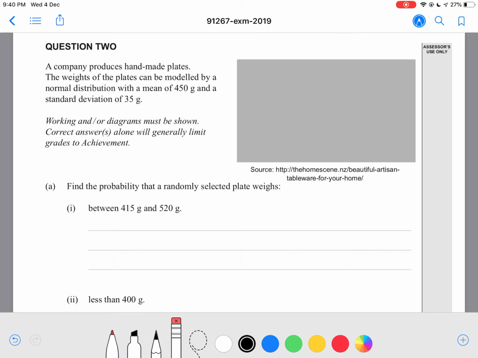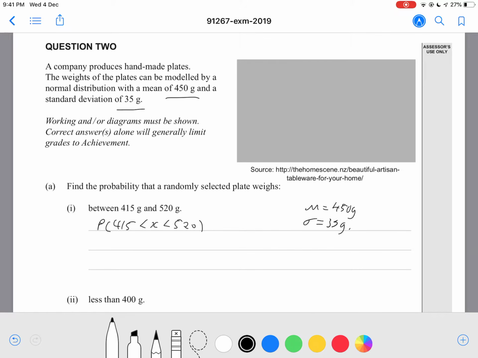Alright, so for this question we want to find the probability that a randomly selected plate, say x, is between 415 and 520. So we want to find the probability that x is between these two numbers. We have a standard deviation of 35 grams and a mean of 450 grams.